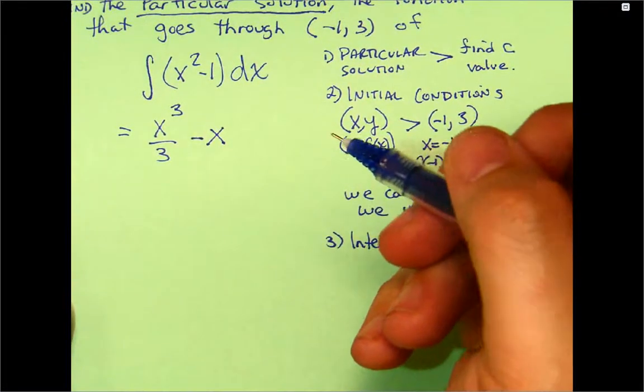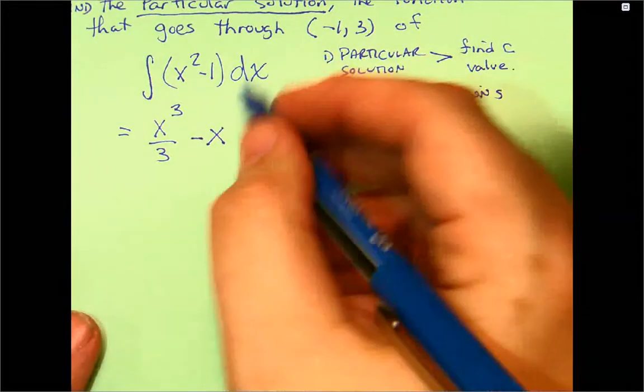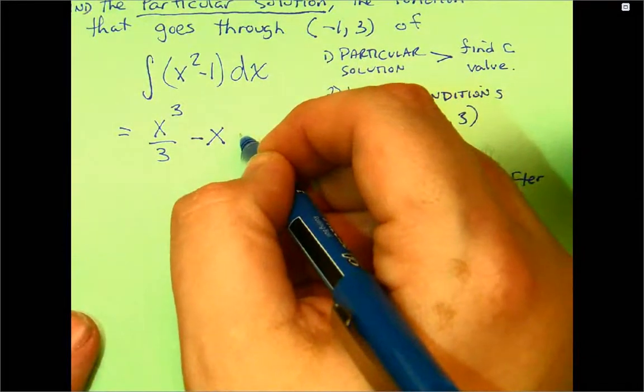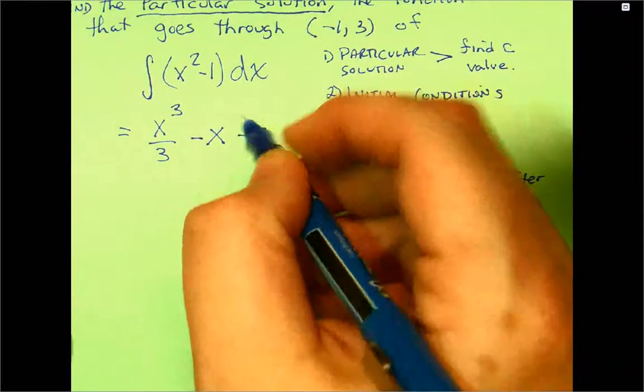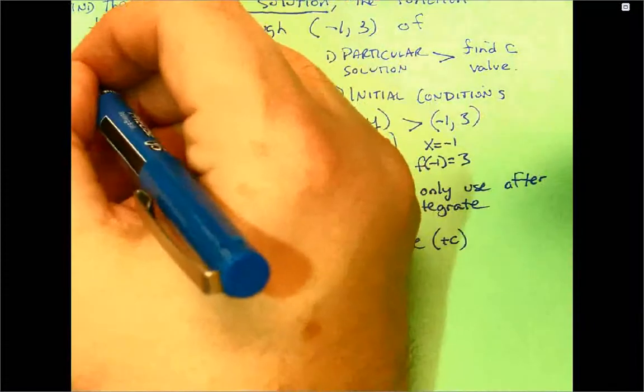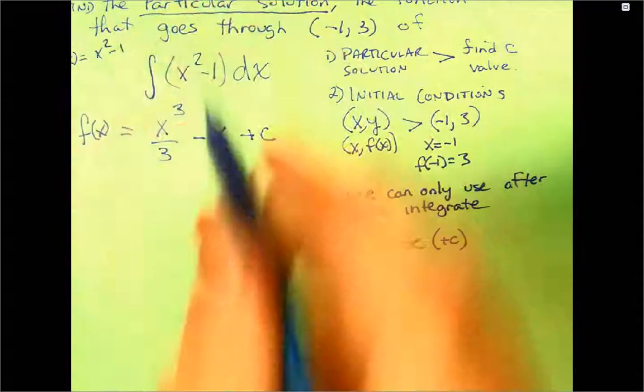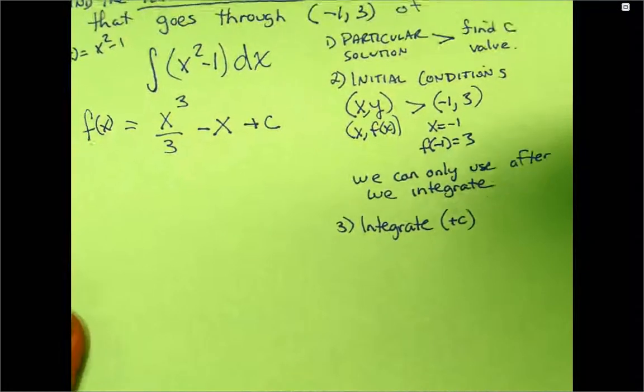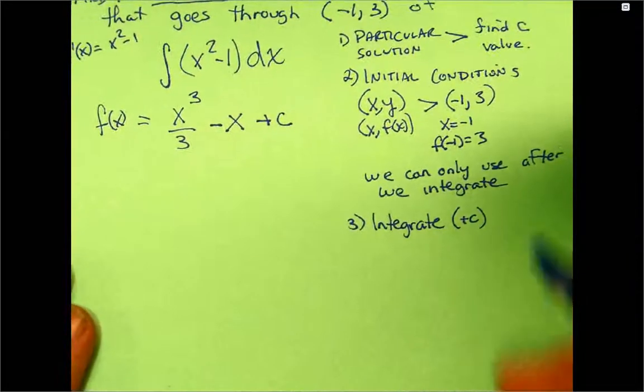You could do x over 1, same thing. Now, what comes last? Plus c. This is f of x, because f prime of x was equal to x squared minus 1. So I figured out my f of x.